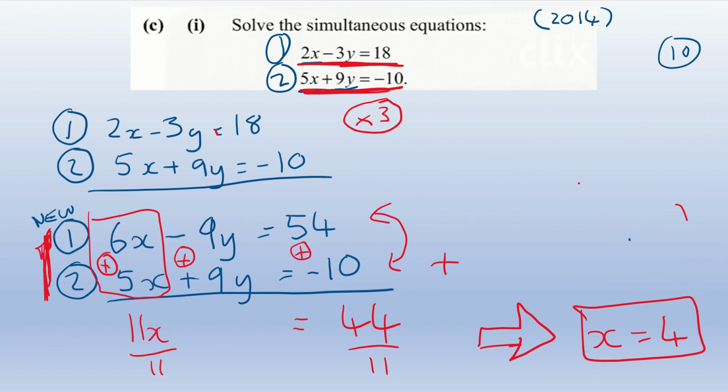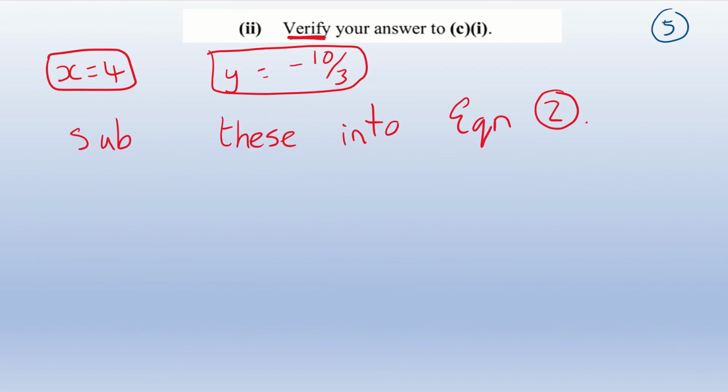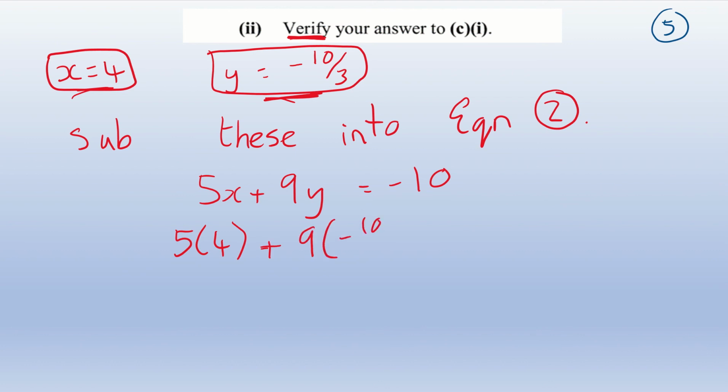So my equation number 2 said 5x plus 9y is equal to minus 10. What we're going to do is substitute my x and my y into this equation, and hopefully at the end it'll make sense. So we're going to have 5 times 4 plus 9 times minus 10 all over 3 is equal to minus 10. 5 times 4 is 20. Plus 9 times minus 10 over 3, well, plus times a minus is a minus. 9 times 10 is 90 all over 3 is equal to minus 10.